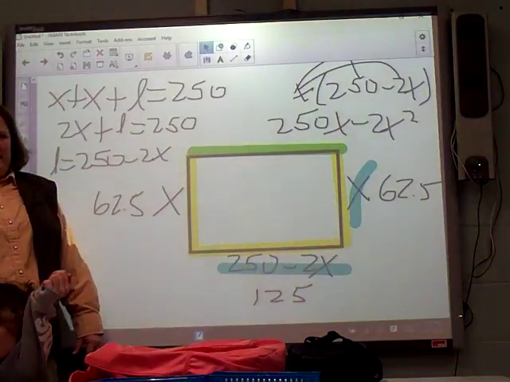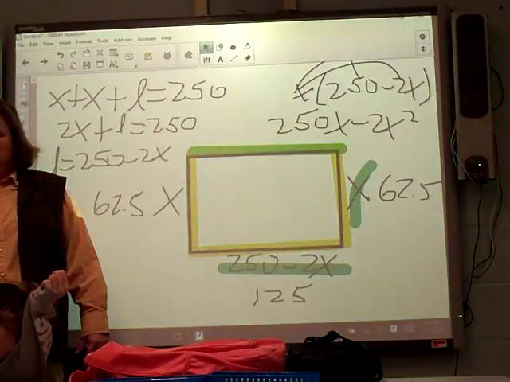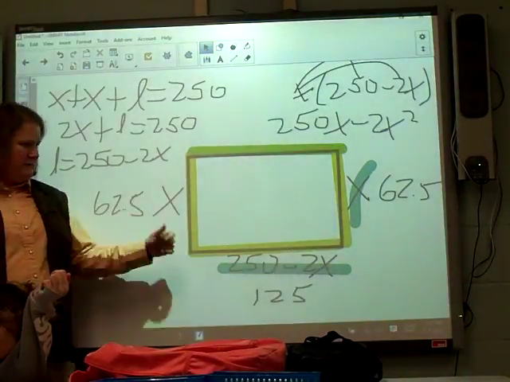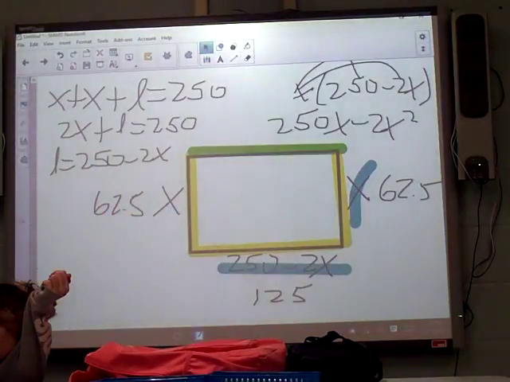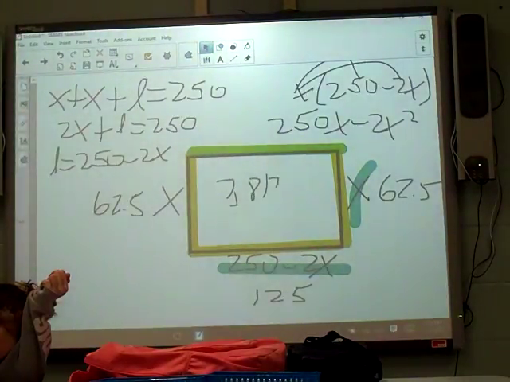How do I find the area of that now? Right. You got length times width. So multiply those. Tell us what the area of his pasture is. 7,812.5. There you go.